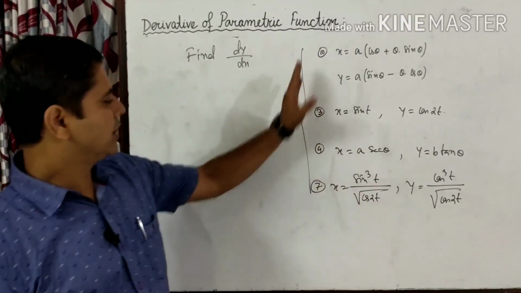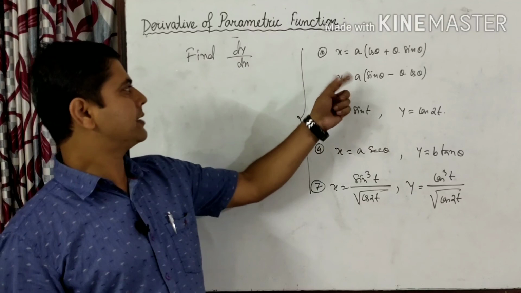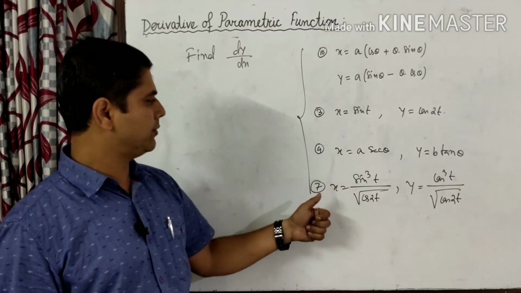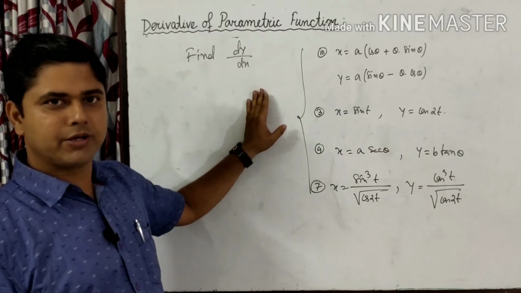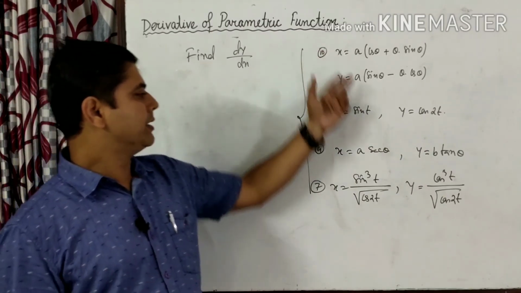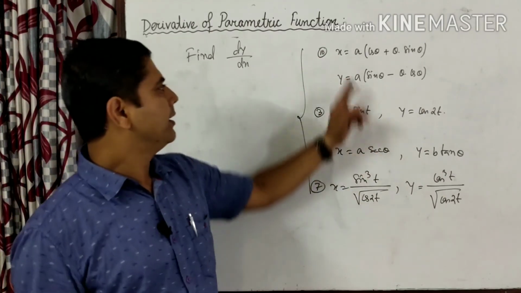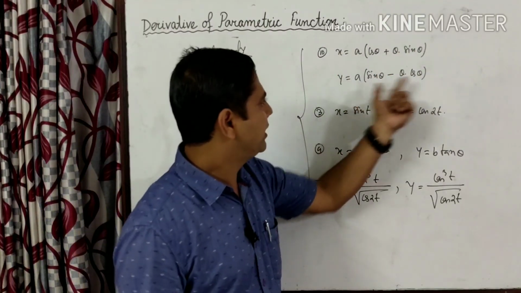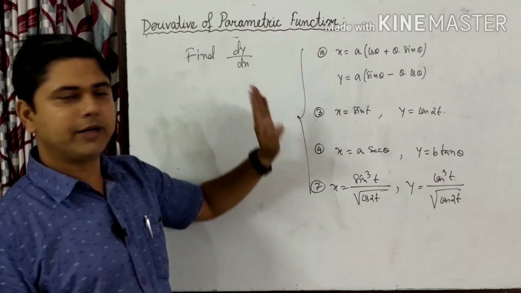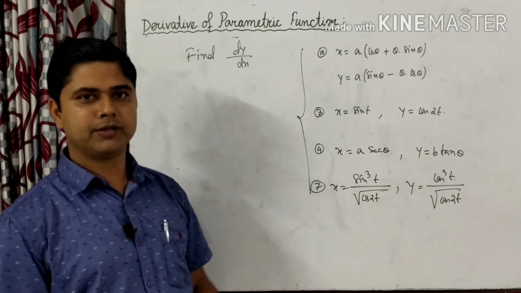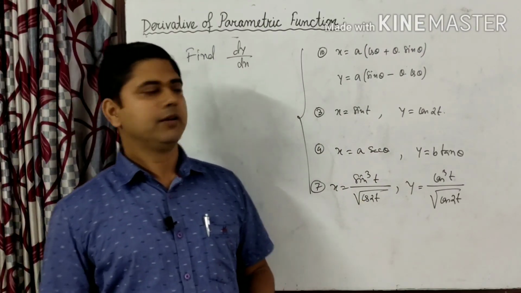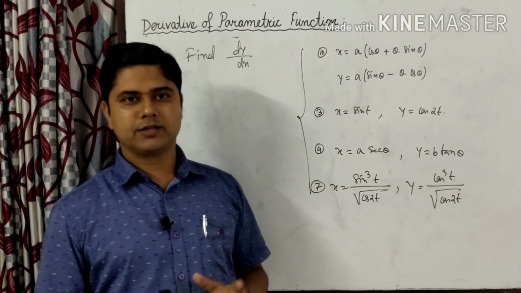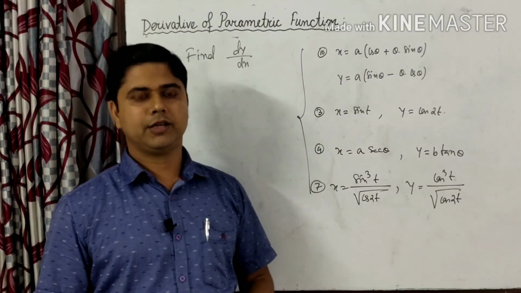Here we consider some set of questions from the NCERT exercise: question number 10, question number 3, question number 4 and 7. Okay, find dy by dx, the same procedure you can use. These are the parametric form. Find dx by d theta, find dy by d theta, then divide. Similarly, follow the same procedure. Okay, I hope you have understood this, derivative of parametric function. Okay, thank you.